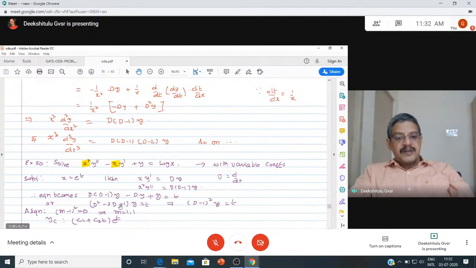First, the auxiliary equation. This is (D minus 1) whole squared, or (m minus 1) whole squared is equal to 0. So m is equal to plus or minus 1. Okay. So the y complementary function becomes, because of repeated roots, c1 plus c2 t.